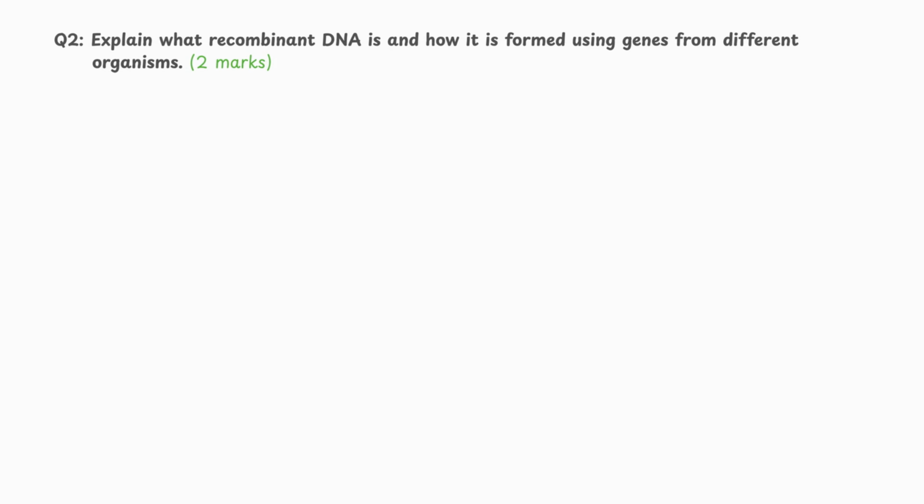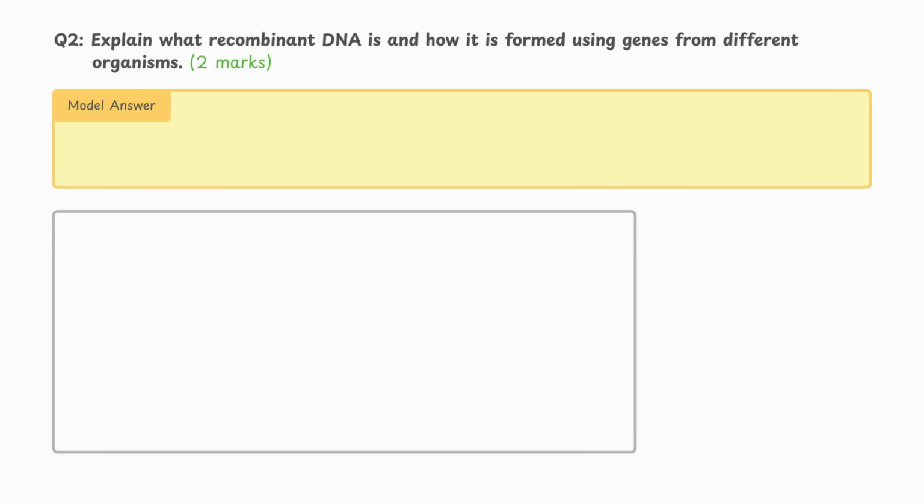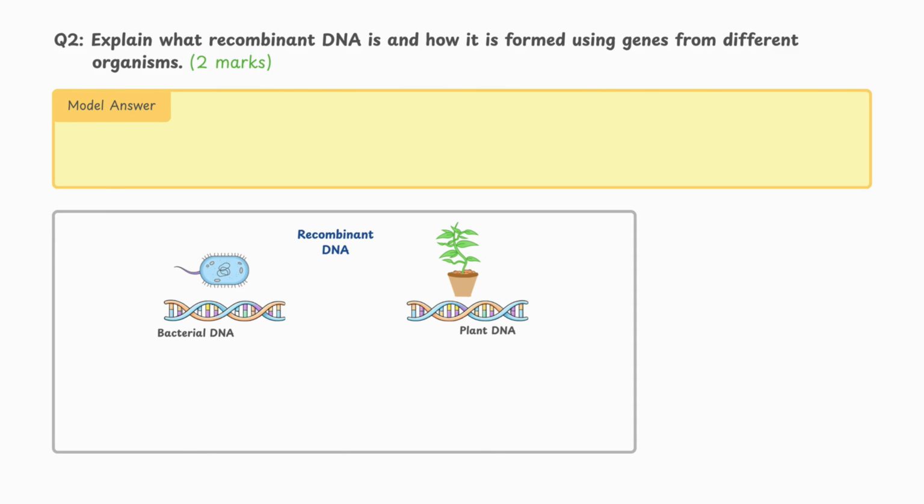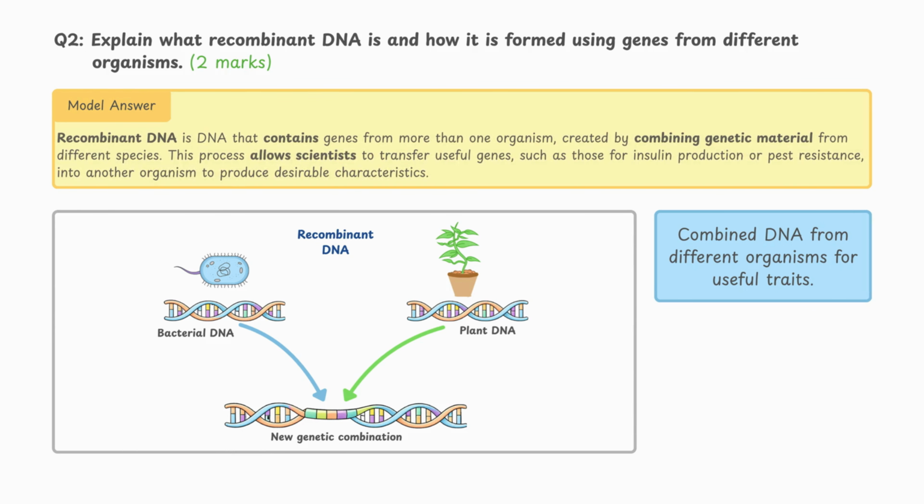Next question. Explain what recombinant DNA is and how it is formed using genes from different organisms. Recombinant DNA is formed when scientists combine DNA from two different organisms into one genetic structure. This recombinant DNA can then be transferred into another organism, such as bacteria or crop plants. Once inside the host organism, the new gene is expressed, allowing the organism to produce the desired characteristic.